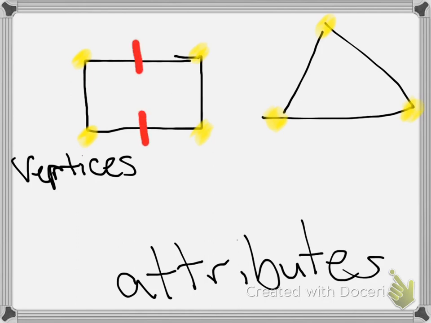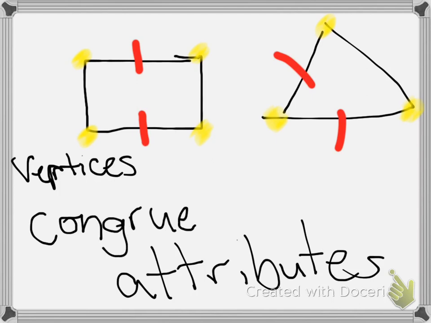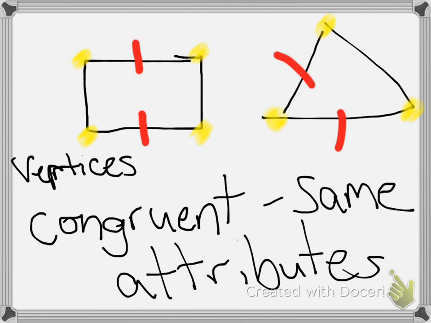If you see this little symbol right here where there's two little hash marks, that means that this side and this side are the same length. So if I have this and this, those two little hash marks on each of those sides, it means that these two sides of the triangle are the same length. A fancy word that you do need to know is called congruent. Congruent means same. So these two sides, those little hash marks, those are congruent sides.